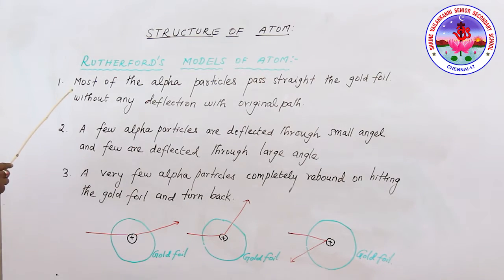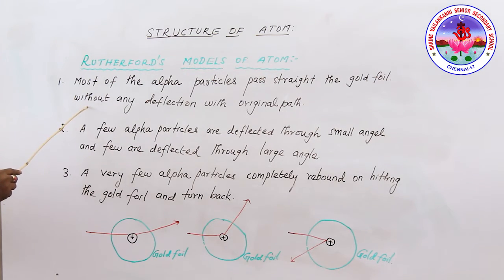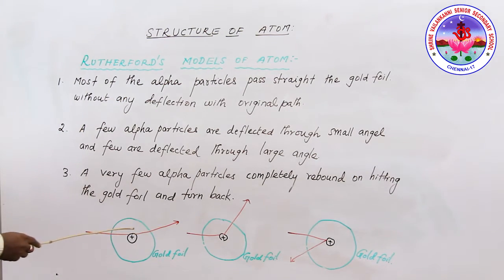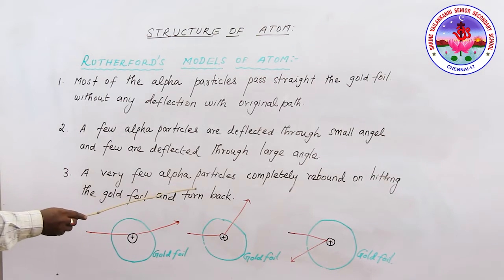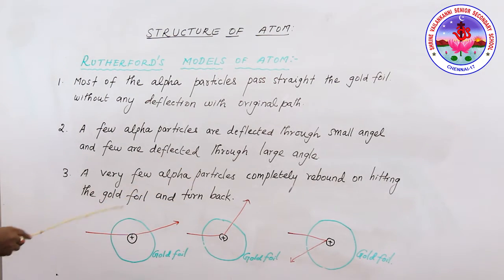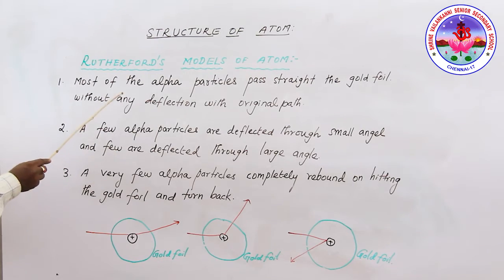So the important part is the reflection of alpha particles only on the gold foil. Large angle reflection, small angle reflection, and no reflection, where the particles are turned back. These three concepts are explained by Rutherford's model of the atom.